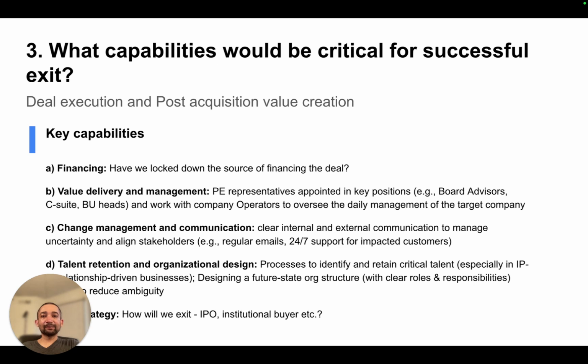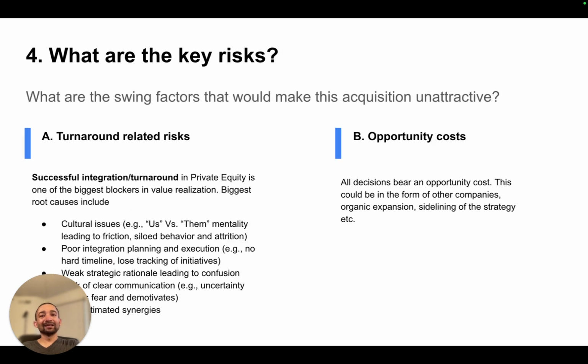And finally, we'll wrap up by quickly talking about a few risks. Again, the key risks are going to be turnaround or synergy or integration related risks. Right? So cultural issues, poor integration and planning, weak strategic rationale, etc., etc. Something very, very similar to what we saw for M&A, and any opportunity costs that come with this.